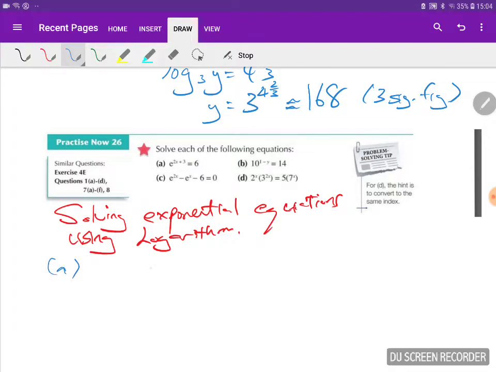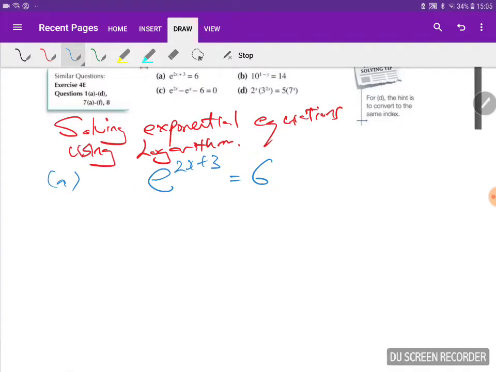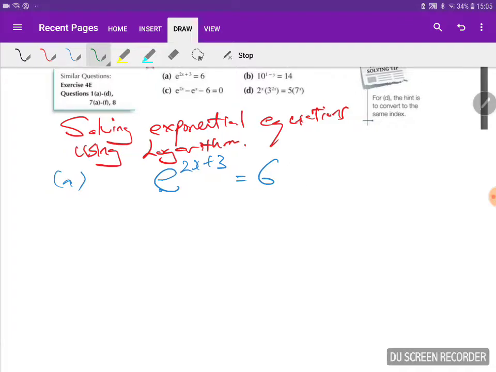So you have this exponential equation e to the power 2x plus 3 equals 6. So how do we solve these exponential equations? You can see that we cannot make the right hand side become base e, right? Because the left hand side is base e, but the right hand side is not base e. So what we're going to do is take ln on both sides.